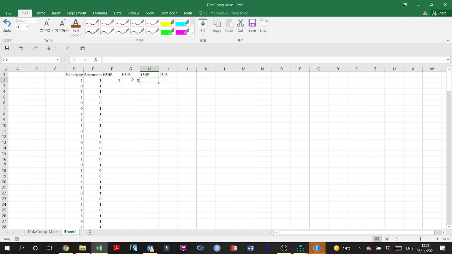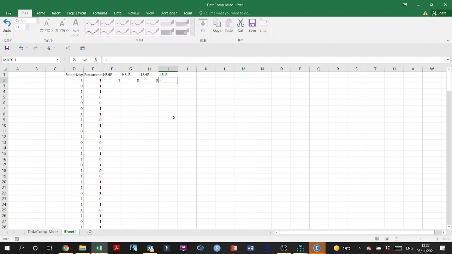Wait a minute, what did I do here? This is high and this is low. So this is supposed to be high, 1, and this is supposed to be low, 0. Okay, so now let's get this done: selectivity is supposed to be 0, all right? And this is supposed to be high. So this is supposed to be 1, then 1, else 0.